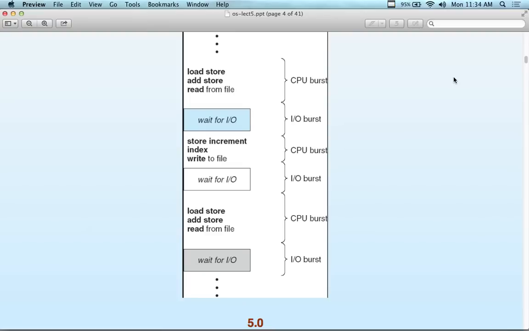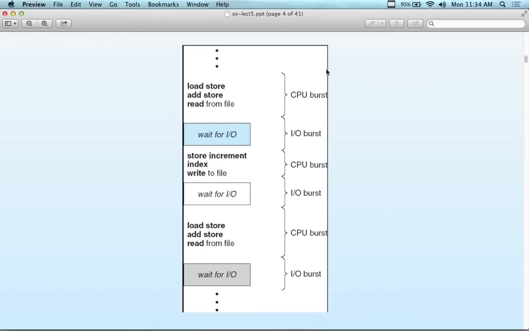So here's an example where we're going to load, store, add, store, read from file, and then we're going to wait. And then we're going to do something, and then we're going to wait. And then we're going to do something, and then we're going to wait. So we constantly switch between I/O calls and CPU calls. We have a CPU burst, then an I/O burst, then a CPU burst, then an I/O burst, back and forth.